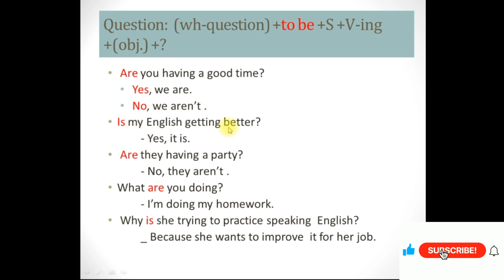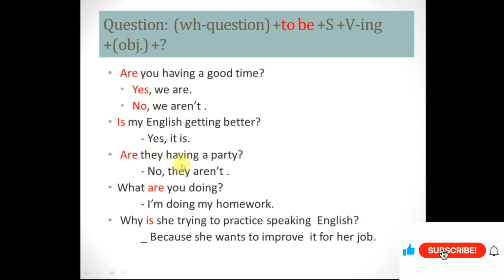Yes, it is. Here "is" comes before the subject "my English", and "is" is the verb to be, and "getting" is the verb-ing. Question mark. And the next one: why are they having a party? No, they aren't. So "are" is the verb to be, "they" is the subject, and "having" is the verb-ing, right?